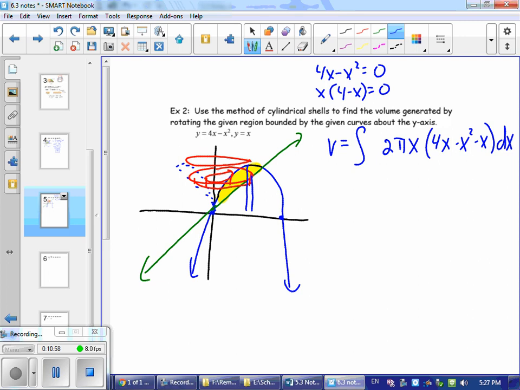And then the important other piece of information is, where do I integrate from? Should be pretty clear that this one here starts at 0 and goes out to this intersection point right there. So if you're not exactly sure where the intersection is, what you can always do is set the two equations equal to each other and then figure out the intersecting points. So subtracting x on both sides gives us 3x minus x squared equals 0, factoring out an x. So it looks like my intersections are going to be 0 and 3.